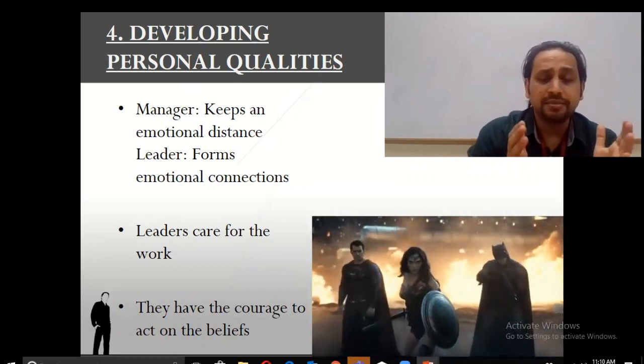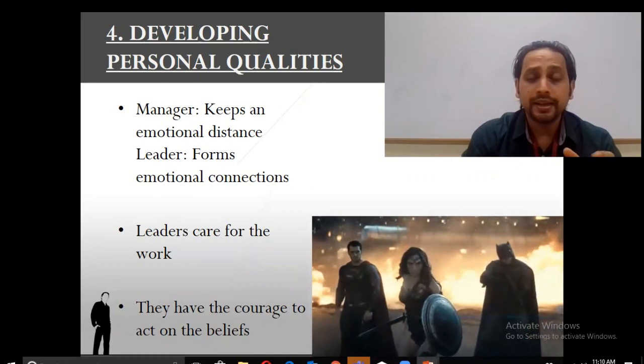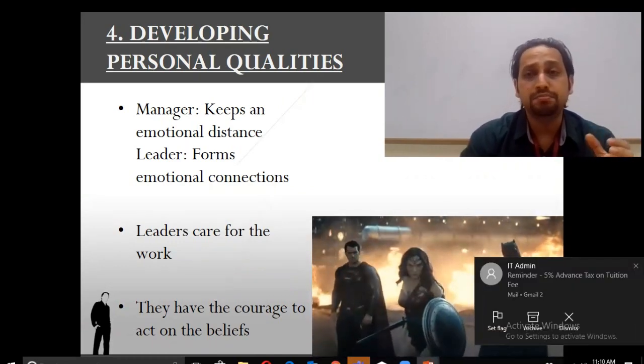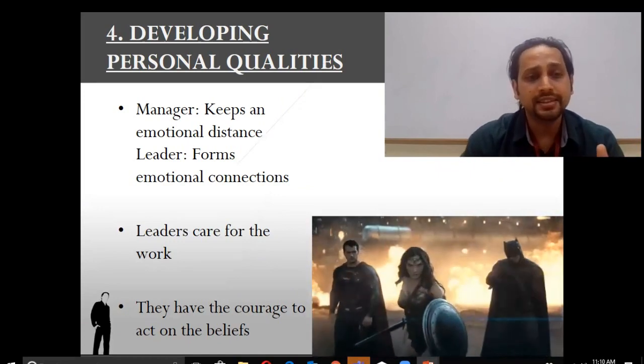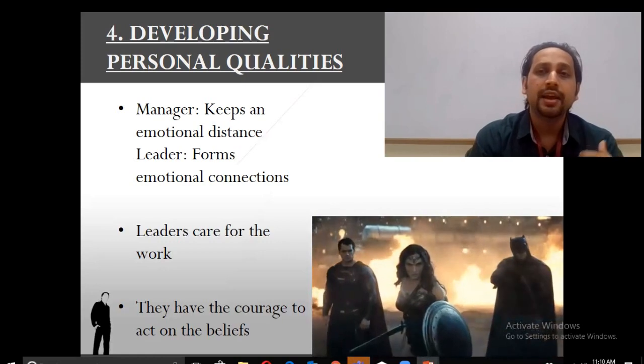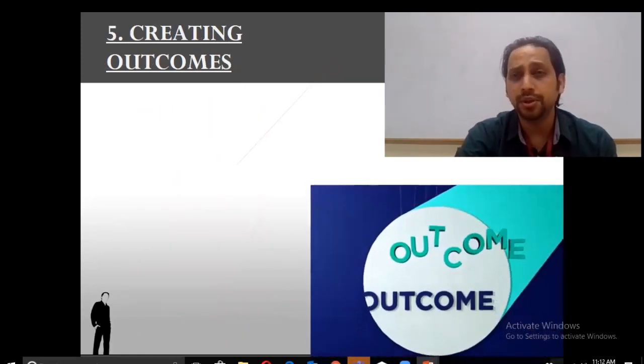So can you develop these leadership qualities? Yes. Developing leadership qualities takes a lot of work. And for leadership to happen, leaders may have to undergo a journey of self discovery and personal understanding. The fifth element is creating outcomes.